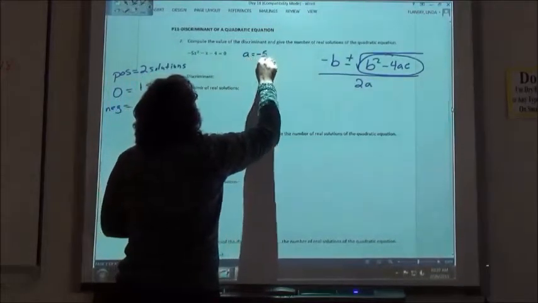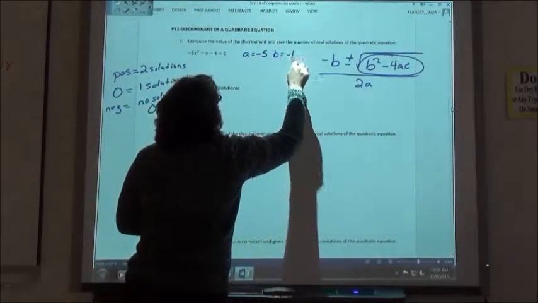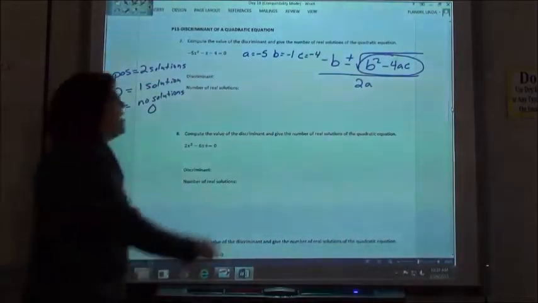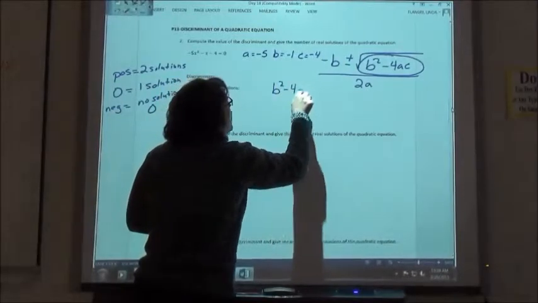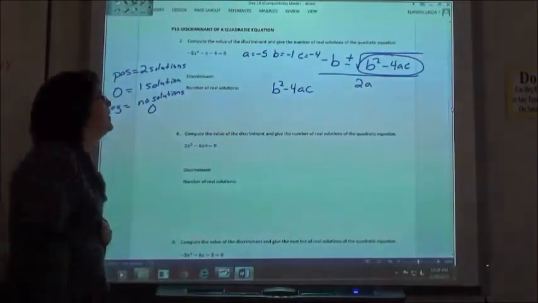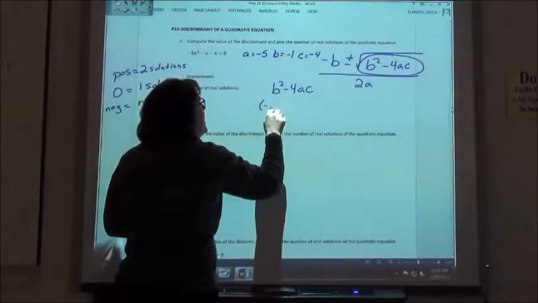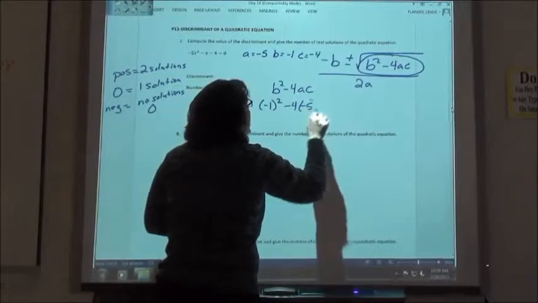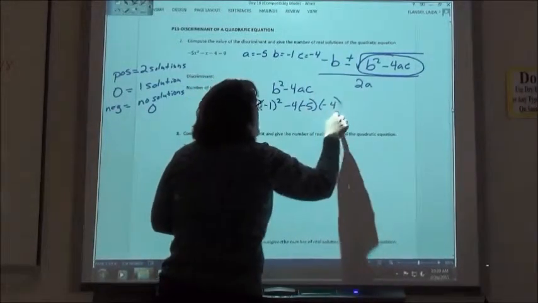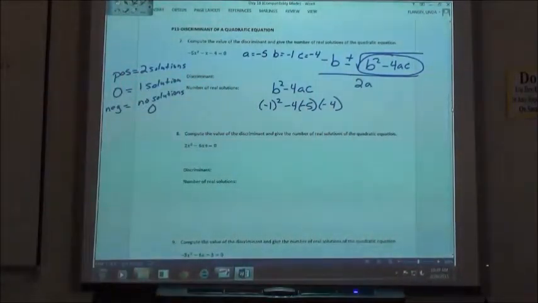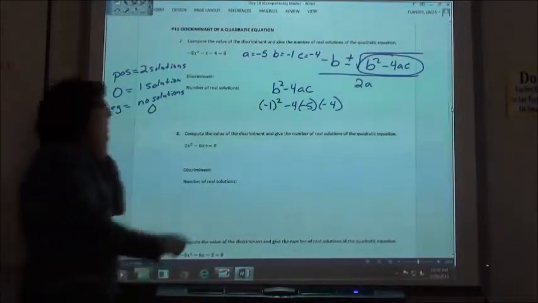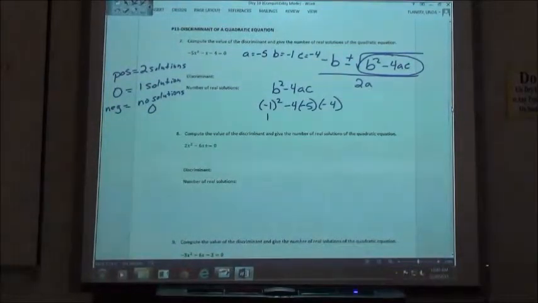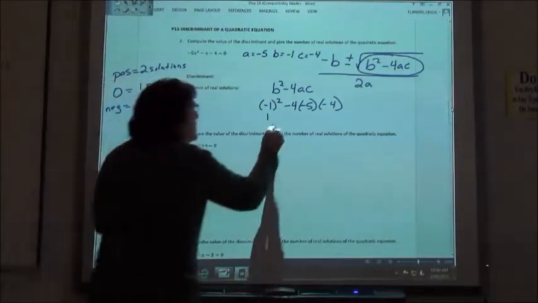A is negative 5, B is negative 1, C is negative 4, just like we had before. But now I'm just going to do the b squared minus 4ac part of that formula. So I'm going to take b, which is negative 1 squared, minus 4 times the a value, which is negative 5, times the c value, which is negative 4. Negative 1 squared is a positive 1. Negative 4 times negative 5 times negative 4. Well, I've got 3 negatives, so I know it's negative.